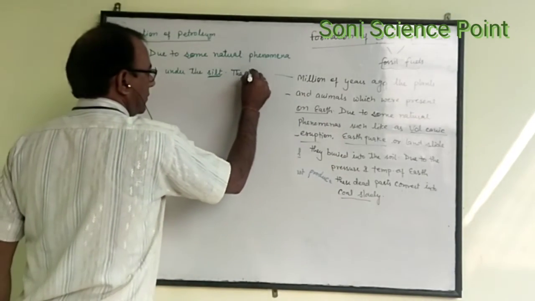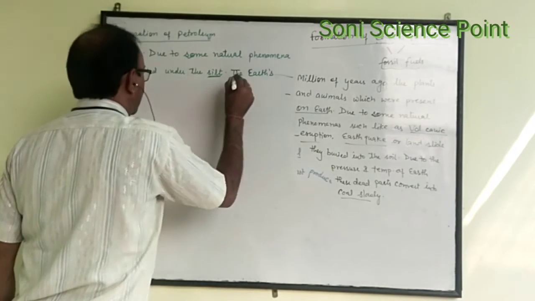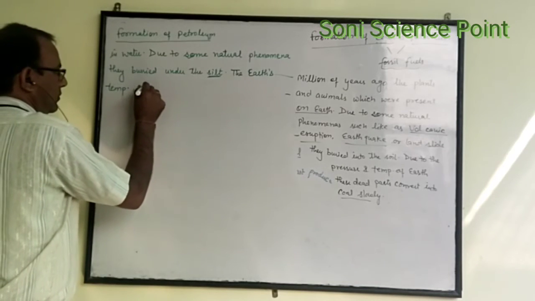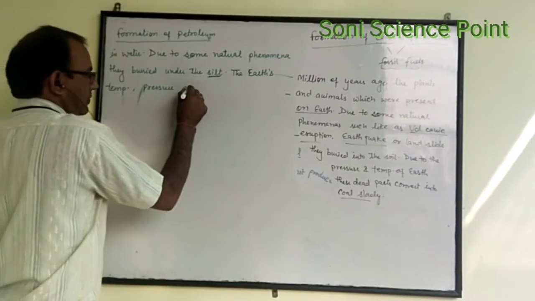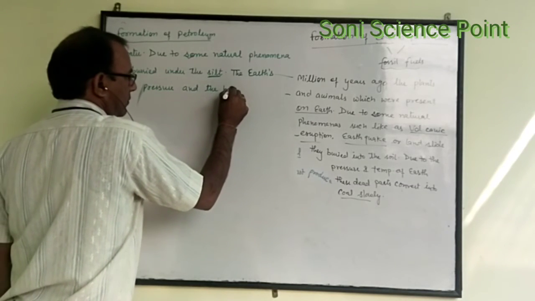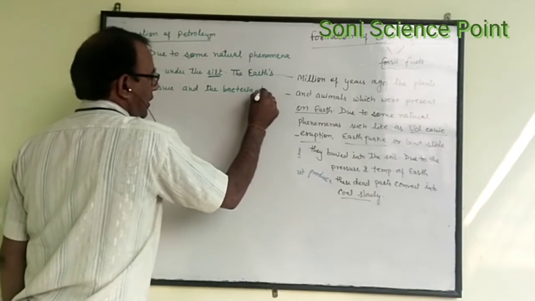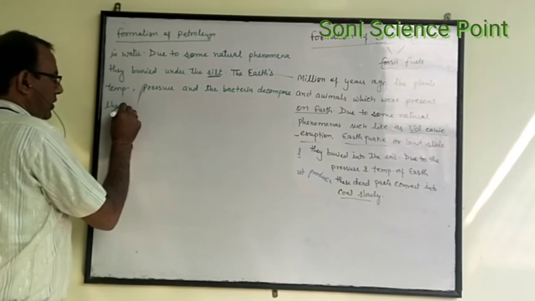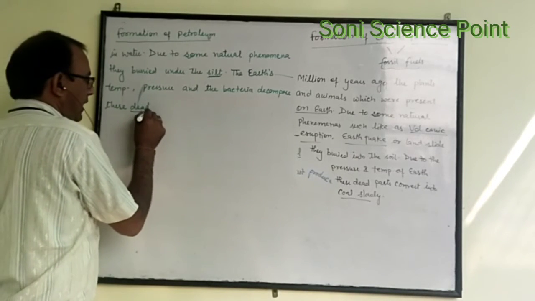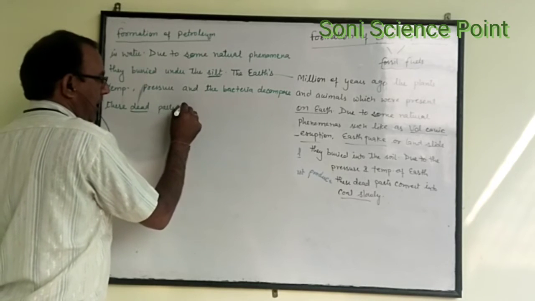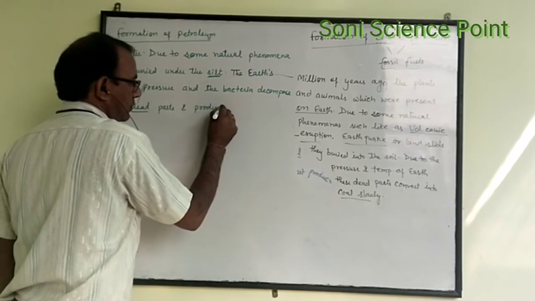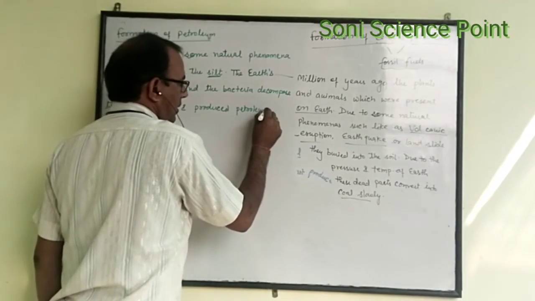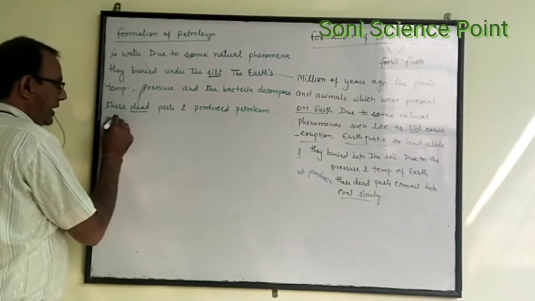The earth's temperature, pressure and the bacteria decompose these dead and decayed parts, dead parts of plants and animals, and produce petroleum as well as gas.